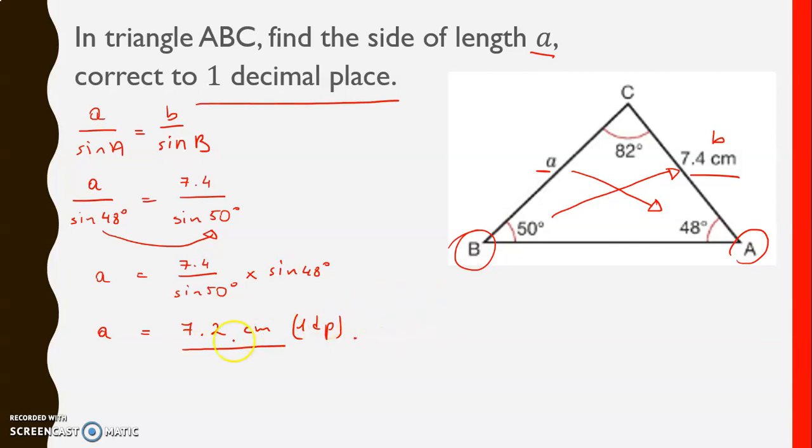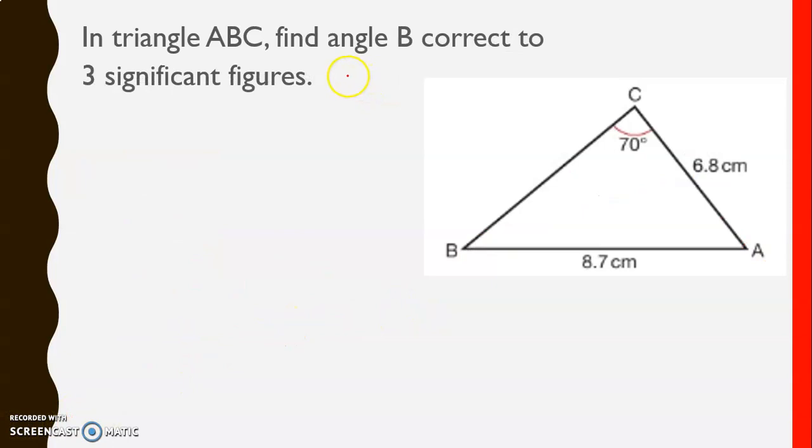Okay, so that's it. Moving on to the second example, in the triangle ABC we want to find angle B correct to three significant figures. So this is the missing angle.